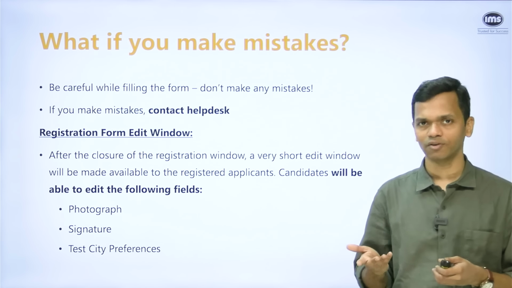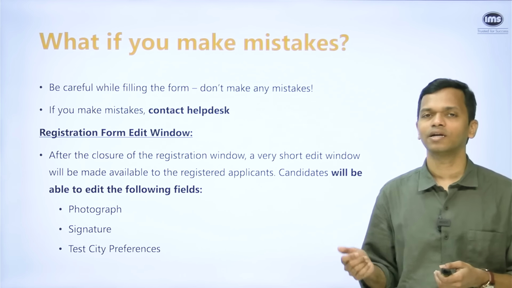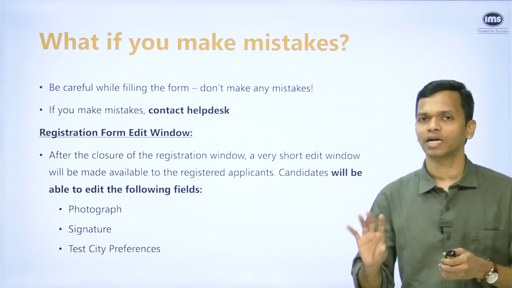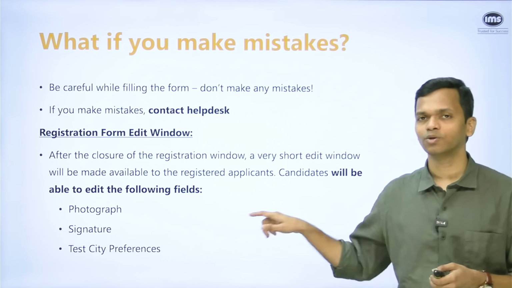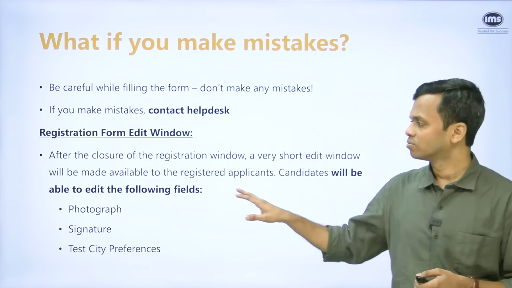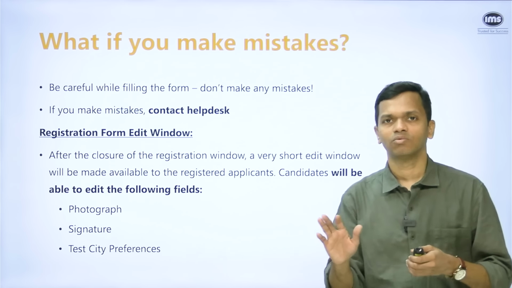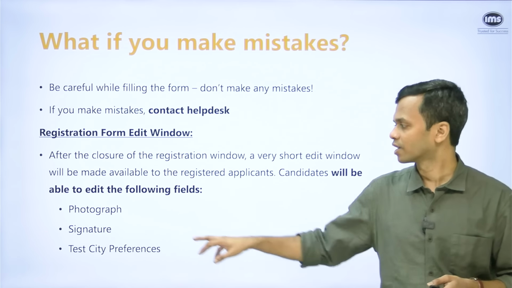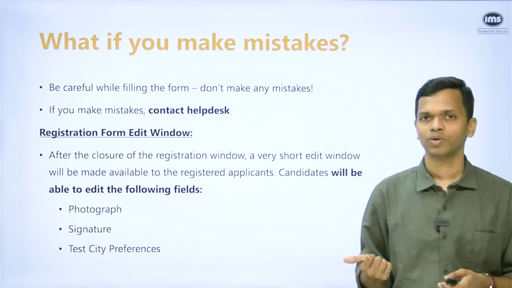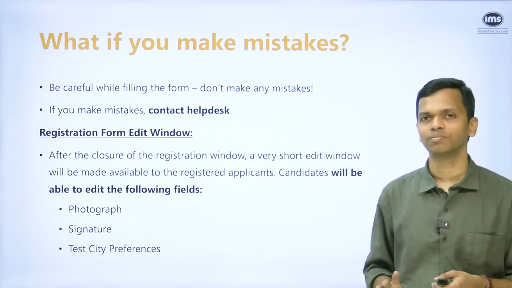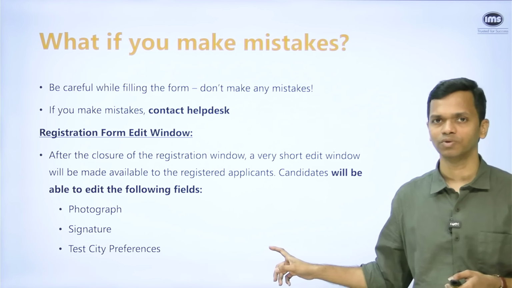So let's say I filled my CAT form, I submitted it. In that, I have made a mistake in terms of my category selection. Can I rectify that during the correction window? No. If I've uploaded, let's say, a slightly off looking photograph, not very clear, can I fix that in the correction window? Yes. So only photo, signature, and test city preferences are editable in the correction window.